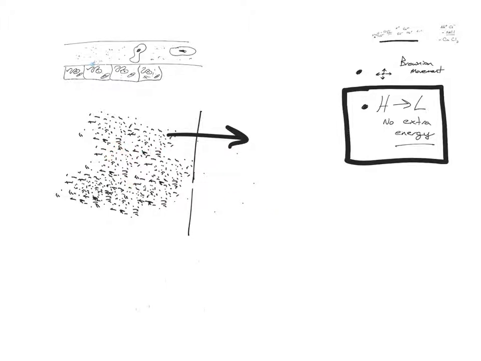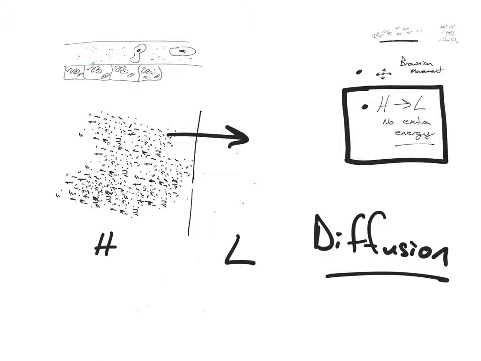That's it. Just because of the random nature of it, over time, where there's a high concentration of something, this is high concentration. There's only a few in the same amount of volume on this side. This is high, and this is low. Things move from high to low. This is called diffusion. That's all it is. That's what diffusion is. Things moving from high to low with no extra energy. There's a couple of good examples of this that you know of from everyday life.